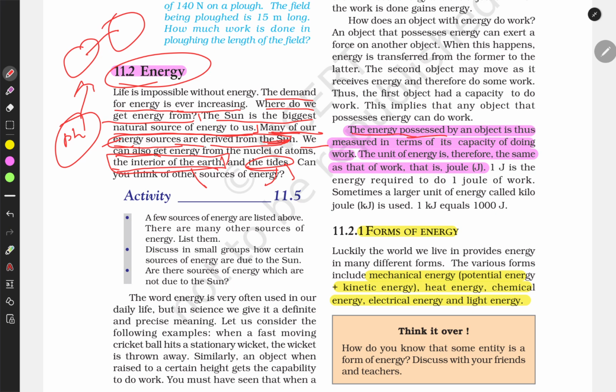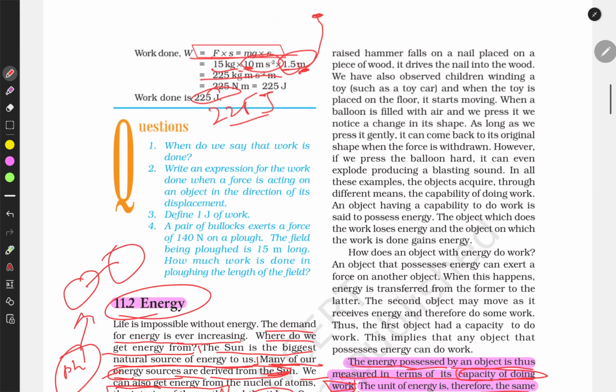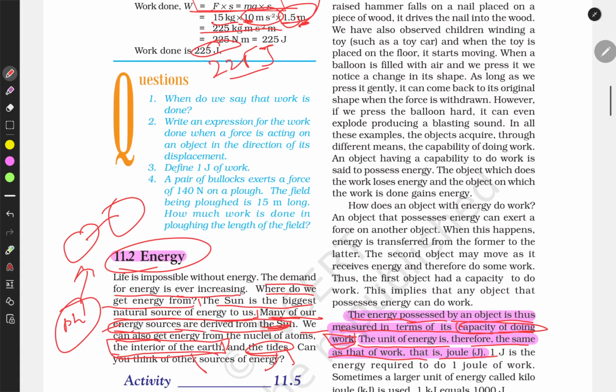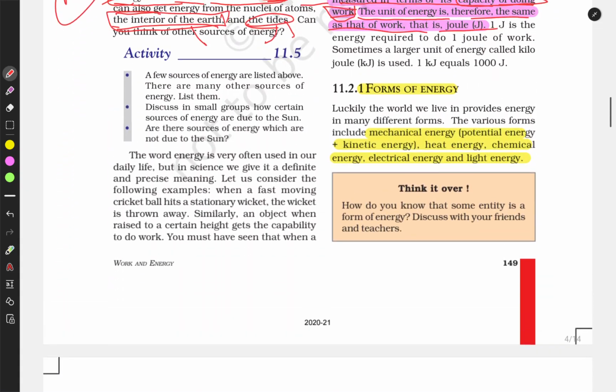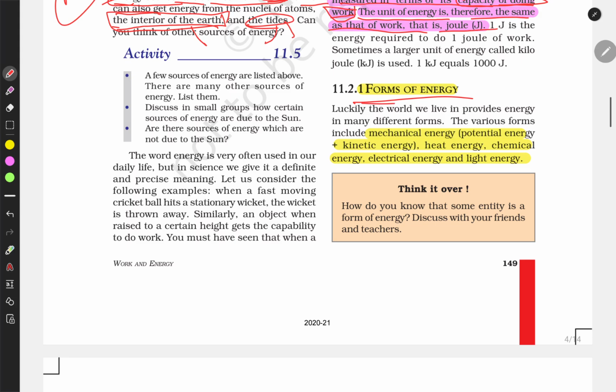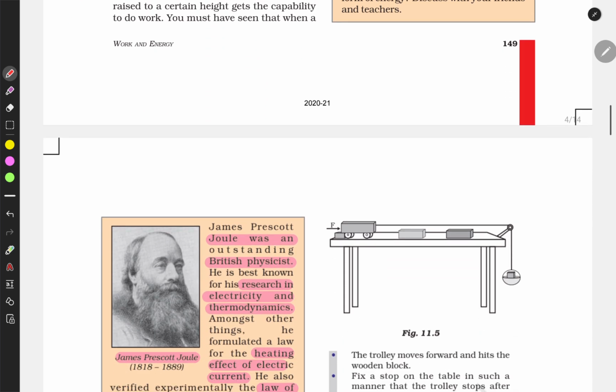Energy possessed by an object is thus measured in terms of its capacity of doing work. What is energy? Energy is just a capacity of doing work. Its unit is therefore the same as the joule. Forms of energy: what are its forms? There are multiple forms. One is mechanical energy. Mechanical energy includes potential energy and kinetic energy. We also have heat energy, chemical energy, electrical energy, and light energy.